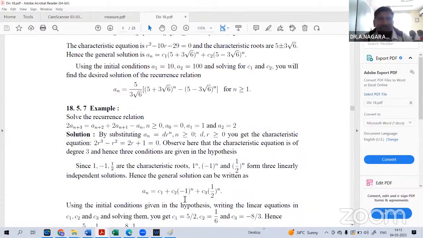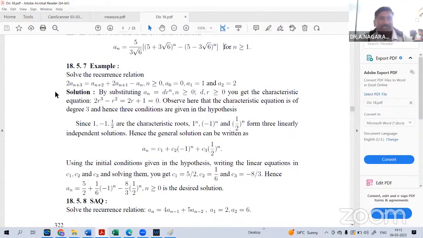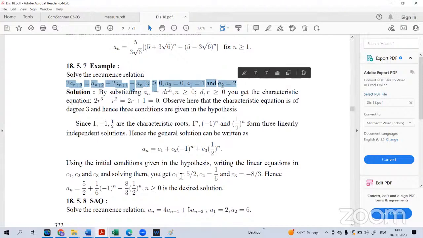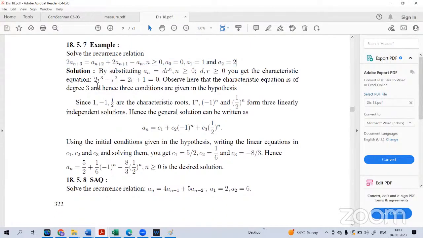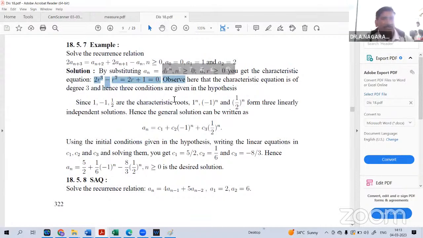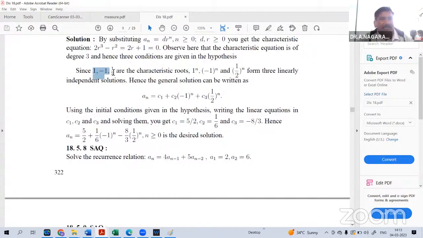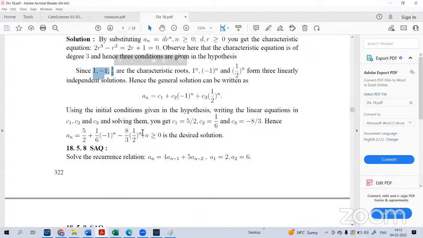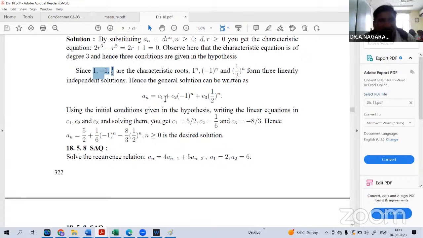Now we will go for solving recurrence relations. The recurrence relation a_{n+3}, here this is a cubic equation. So here I am getting 2r cubed minus r squared minus 2r plus 1 equal to 0. Now these terms, taking them to the left side, what are the roots? I am getting the characteristic roots are 1, minus 1, 1 by 2. These are the three. So here I am getting C1 times 1 to the power of n, and 1 to the power of n is 1.